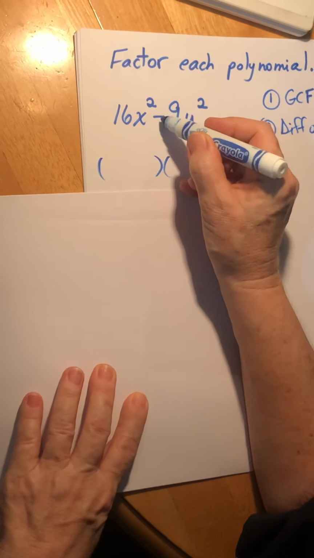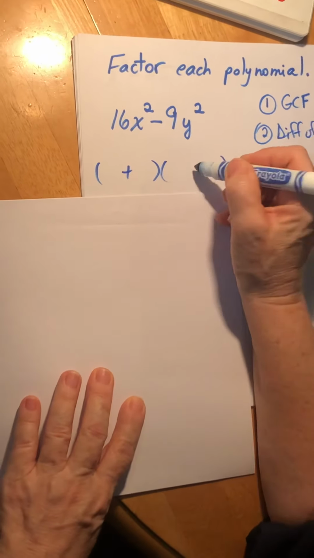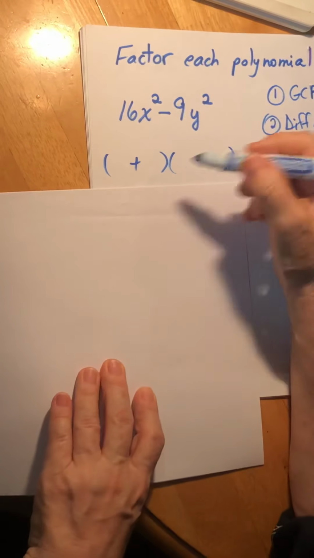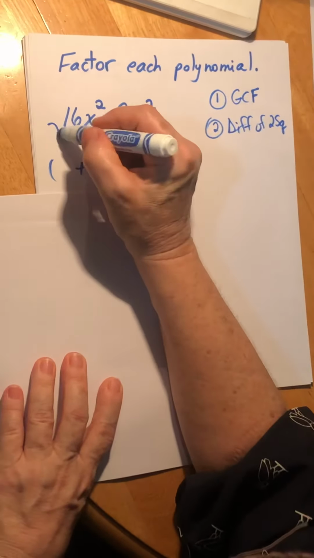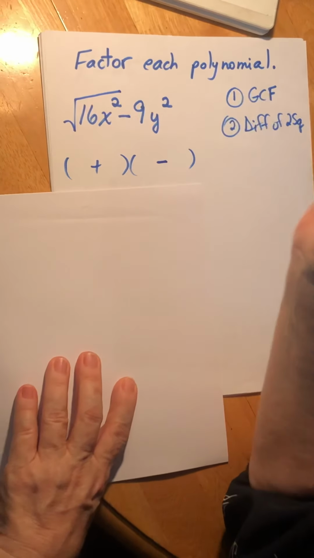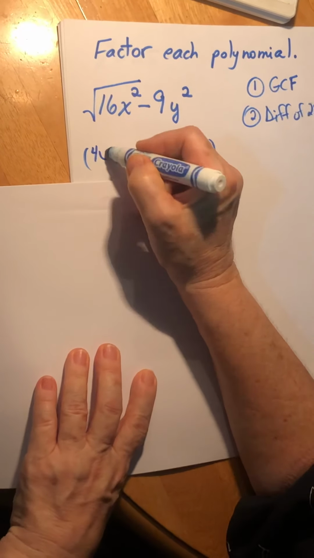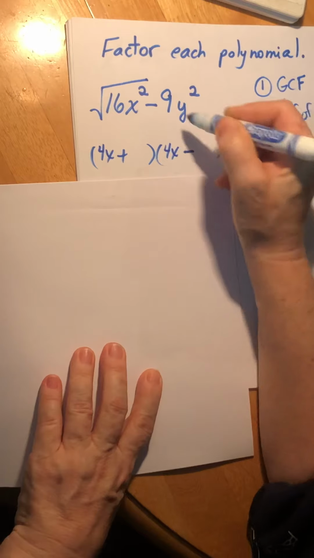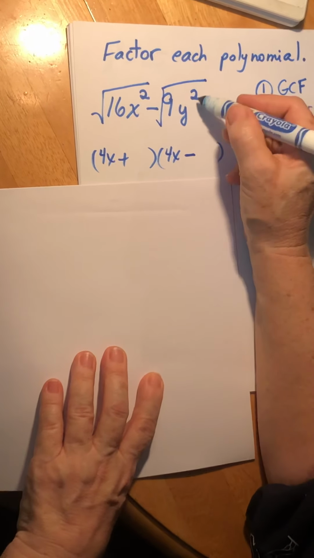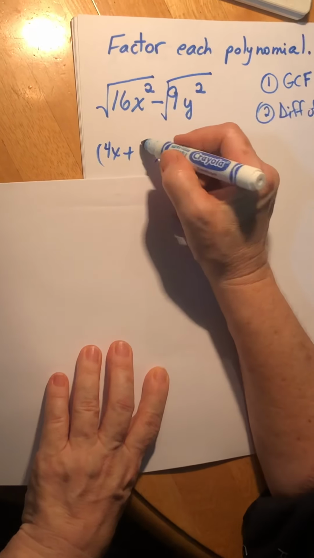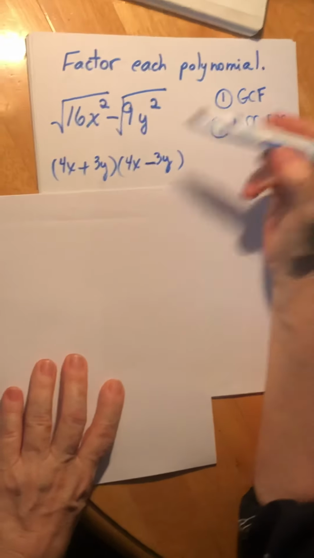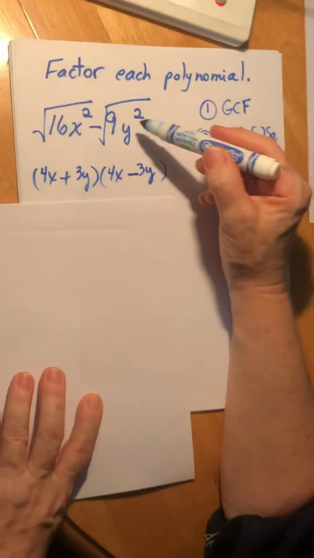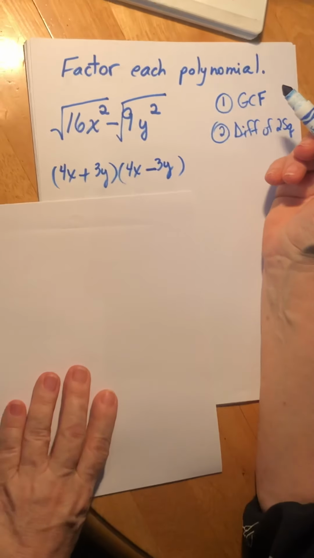So if it's a difference of two squares, it's going to be one positive and one negative. It doesn't matter which one goes first. And then we take the square roots. What's the square root of 16x squared? 4x. And what's the square root of 9y squared? 3y. If we FOIL this, we get the original answer.